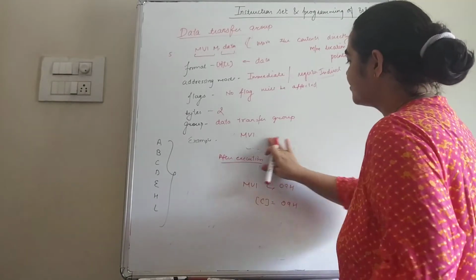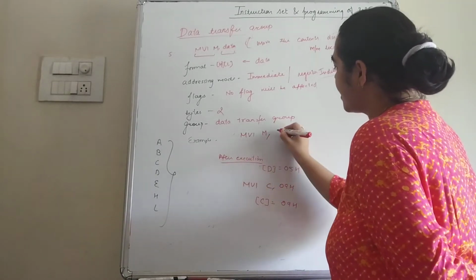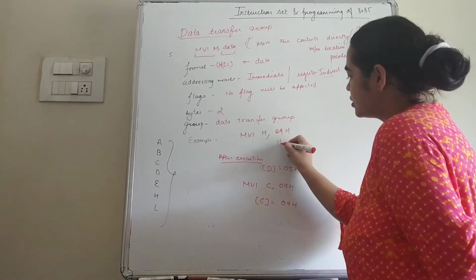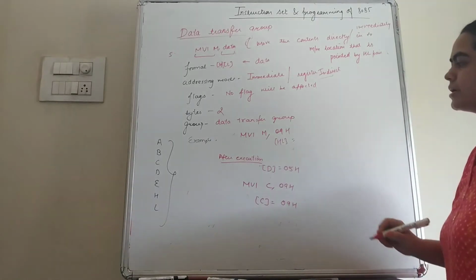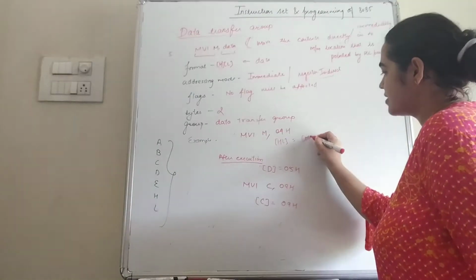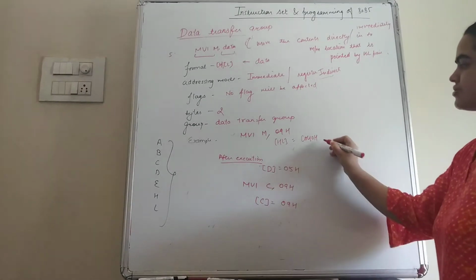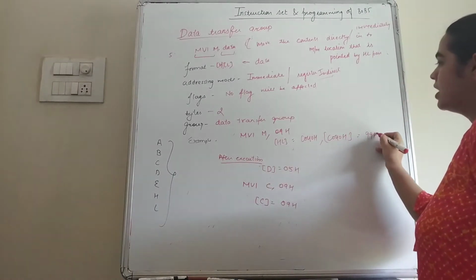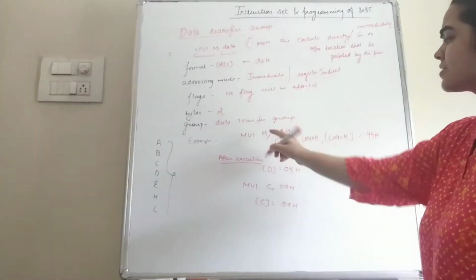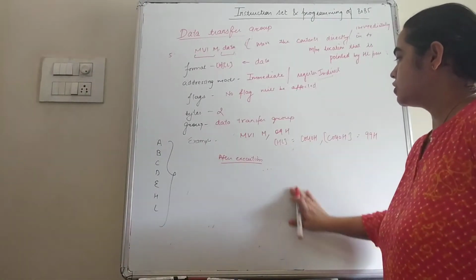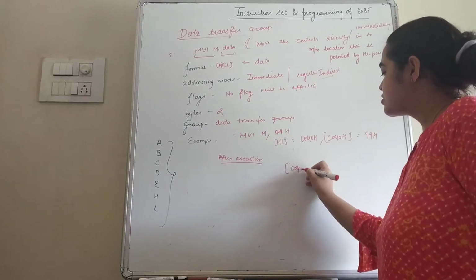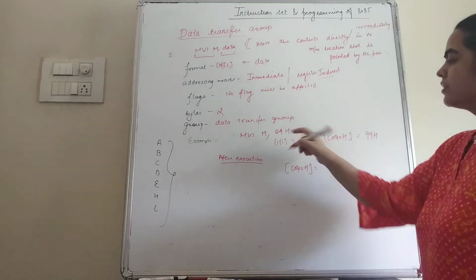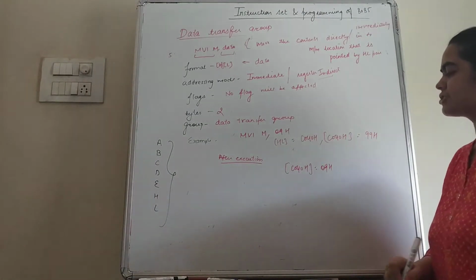For example, we have the instruction that is MVI M, 09H, and M is the memory location that is pointed by the HL pair, and this HL pair is having address C040H, and at this memory location we have contents 99H. So after the execution of this instruction, now students, C040H will be overwritten with the new value, and the new value at this location is 09H.